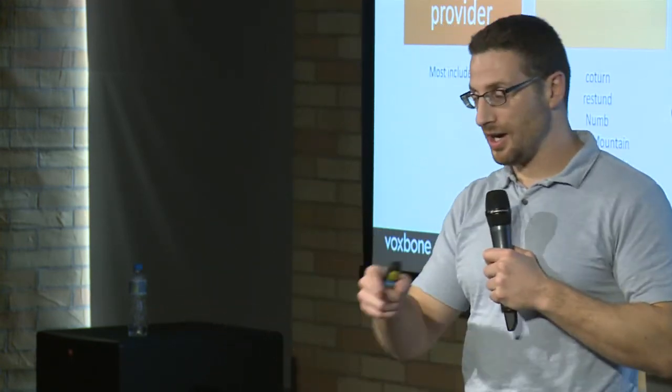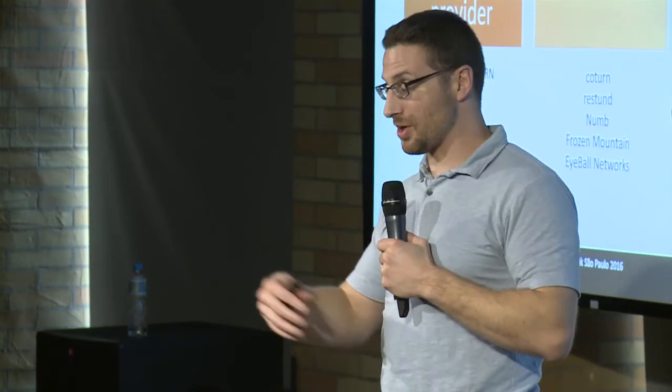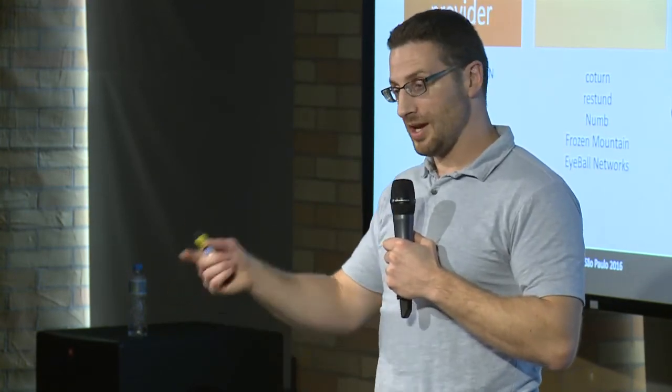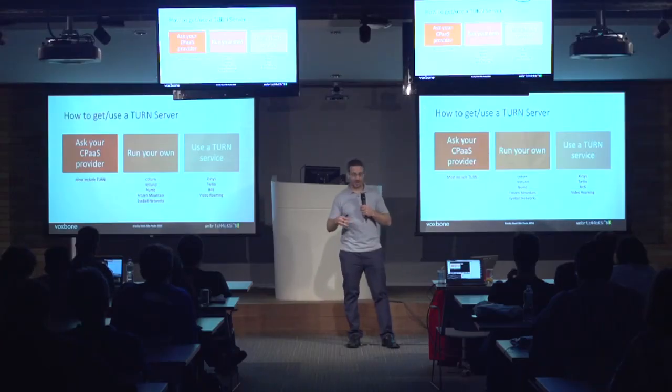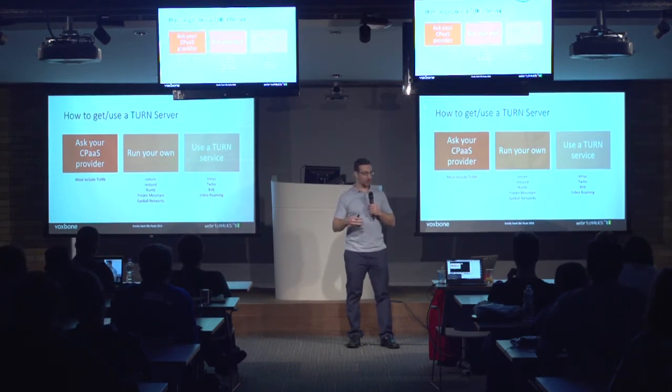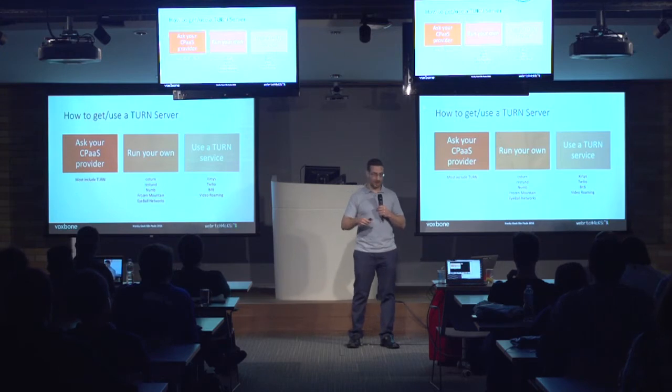And there are several dedicated TURN services, where perhaps you don't want to use a larger communications platform as a service API set. You just care about having access to that TURN server and doing some of the things I showed you earlier, where you just go and get the ICE servers and add that ICE servers object into your peer connection. There's a bunch of services that allow you to do that, and they generally charge you based on the amount of bandwidth you use.